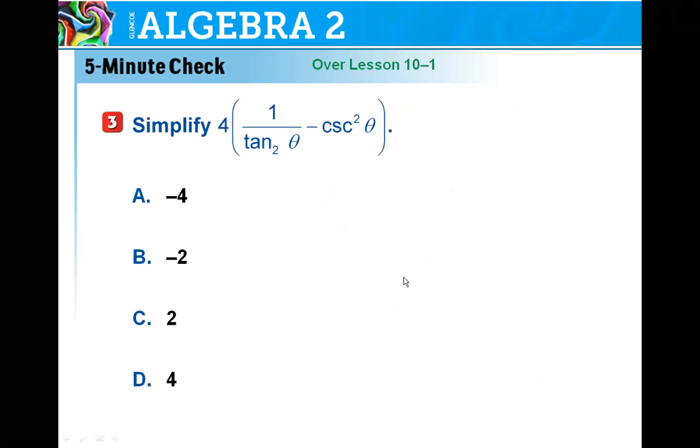Okay, I need to simplify this expression. I'm going with Rakan. Yes, hello, Mr. Momin. Okay, hello, Rakan, simplify 4 multiplied by 1 over tan square theta minus cosec square theta. This is tan square, power 2. Okay, I need to simplify it. What shall I do?